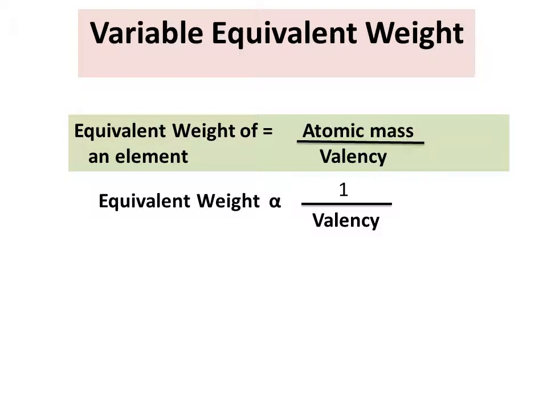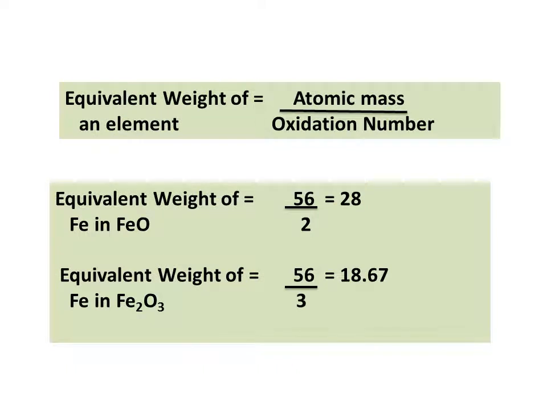the equivalent weight of an element, we have already seen, is equal to atomic mass upon valency. Because atomic mass does not vary, what varies? Valency varies. So equivalent weight varies inversely proportional to valency. If valency increases, equivalent weight decreases. If valency decreases, the equivalent weight of the same element increases. So this is how equivalent weight varies. We have seen already that equivalent weight varies with respect to valency.